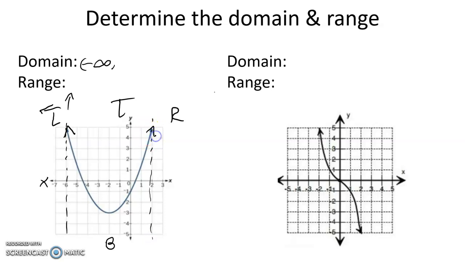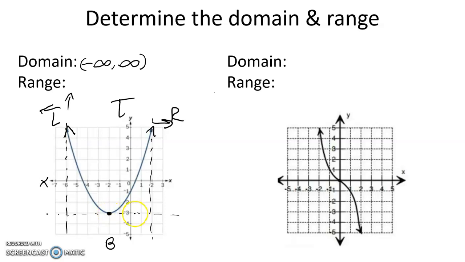Then move your way over to the rightmost point. Once again, that's an arrow. So the arrow tells me I'm going all the way over in that direction. And as I keep going, 1, 2, 3, 4, 5, 6, it keeps getting bigger and bigger until I get to positive infinity with a parenthesis there. Now the range: start on the bottommost point. The bottommost point is this point right here.